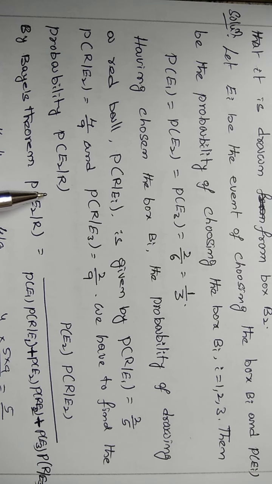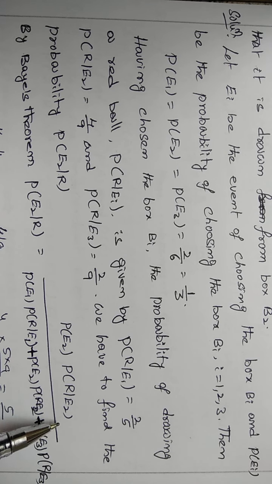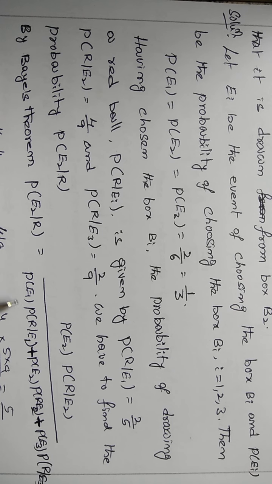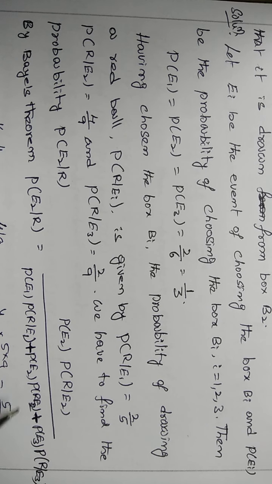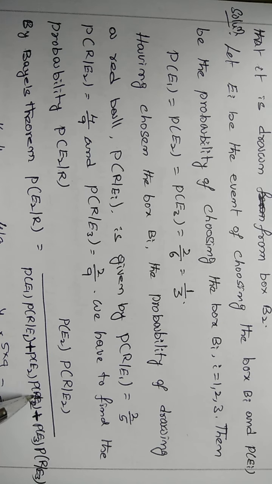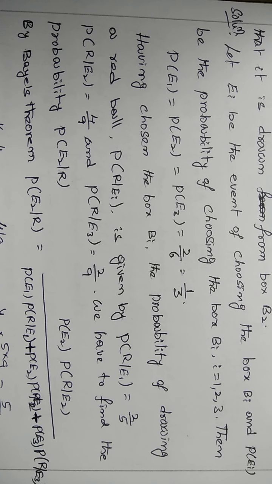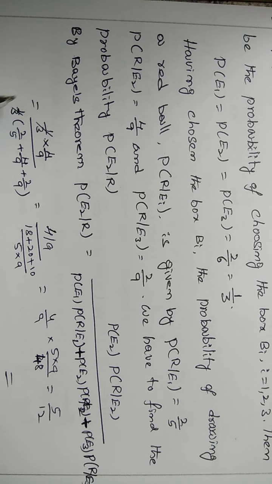We have to find the probability P of E2 by R. By using Bayes' theorem, P of E2 by R is equal to P of E2 times P of R by E2, divided by P of E1 times P of R by E1, plus P of E2 times P of R by E2, plus P of E3 times P of R by E3. Substitute the values: that is equal to 1 by 3 into 4 by 9.